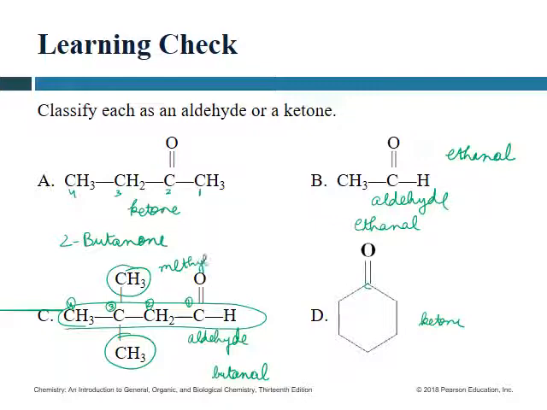And it is? Yes, perfect. So this is 3. This is also 3 methyl. So it becomes dimethyl, and it would be 3,3-dimethyl butanol.